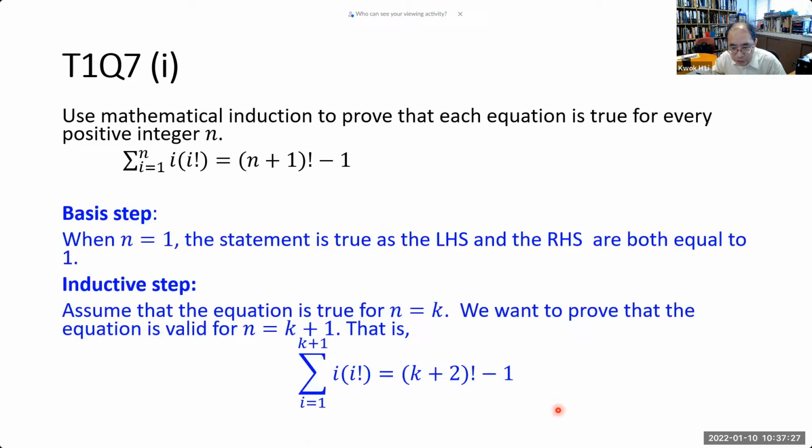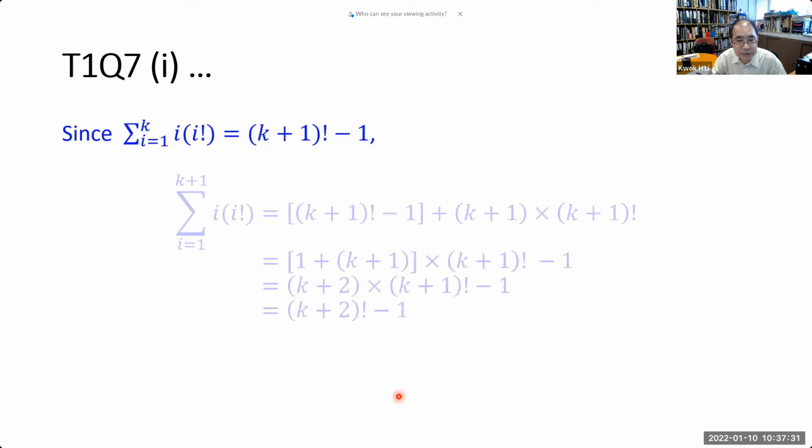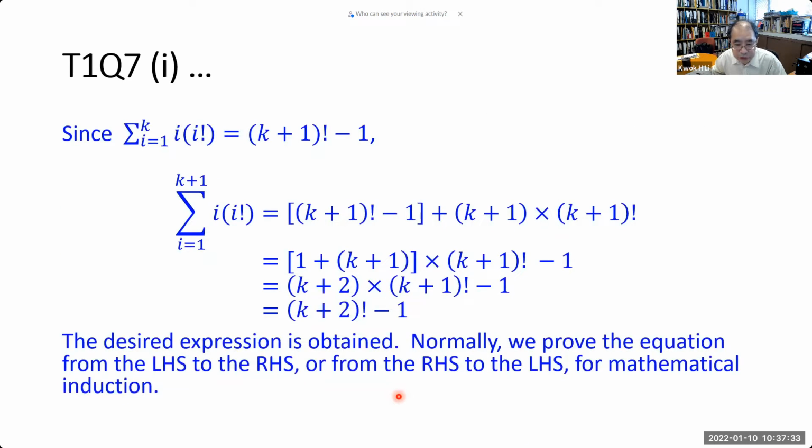The previous page, so we want to prove that. So now we conclude that this is correct because we have 2 steps. One is the basis step, the other one is the inductive step. So this one is true. This one is the remark here. The desired expression is obtained. Normally, we prove the equation from the left-hand side to the right-hand side, or vice versa. So for mathematical induction, this is the proper way to do it.